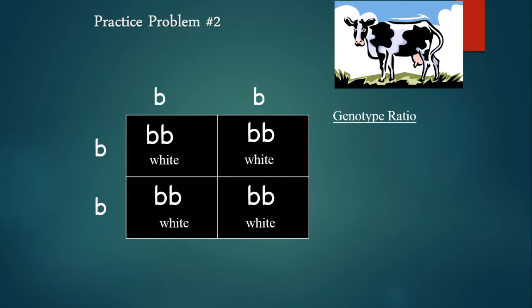Now if we look at the genotype ratio. To do that, we look at the different types of genotypes that we have in the offspring boxes. In this case, they're all the same. So we say the genotype ratio for little b is 4 out of 4. That's equal to 100%. Then we do the same thing with phenotypes. Count up how many different phenotypes we have. In this case, the only phenotype we see is white, so that is also 4 out of 4, or 100%.